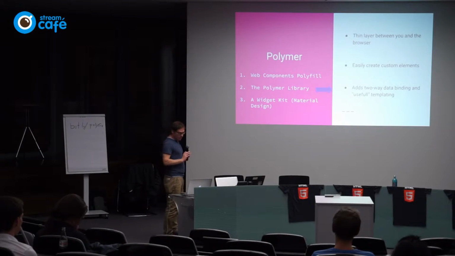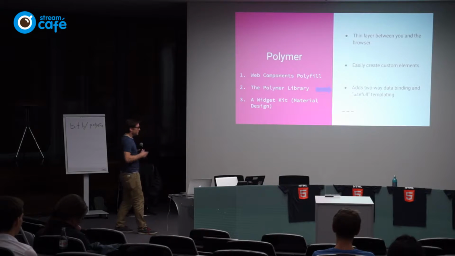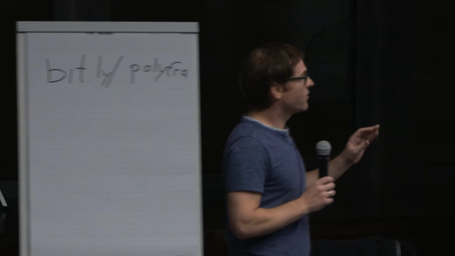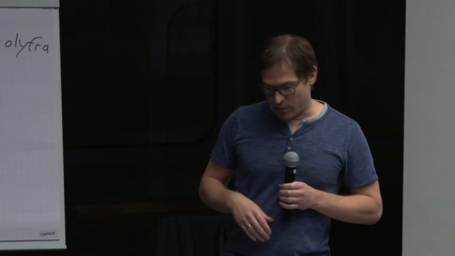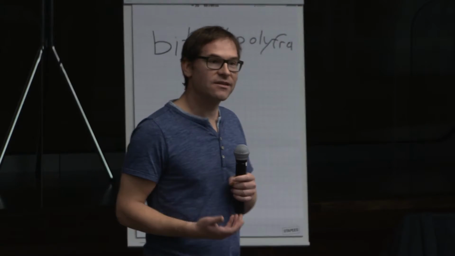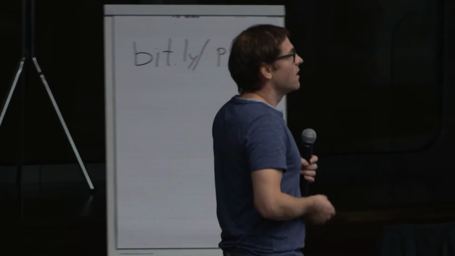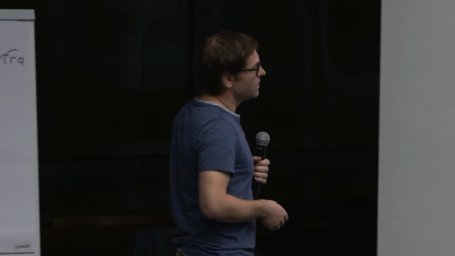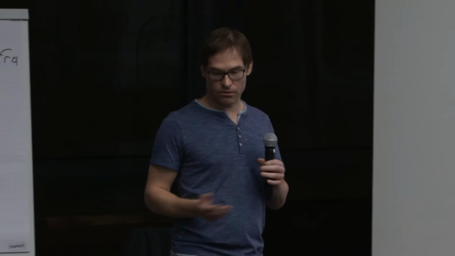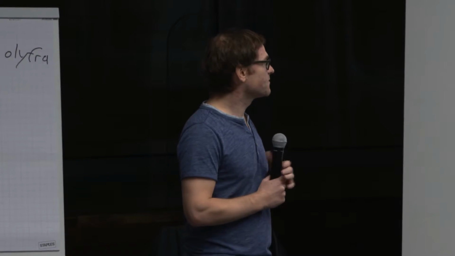The second thing is the actual Polymer library, which I will show you in a minute in the next slide, and which covers all the functionality I was talking about. And the third thing is a widget kit. So once you have the possibility to create elements, you will want to have some of those, and they give you a big head start with this. They built a really nice widget kit which you can use to stick together to build your own applications.